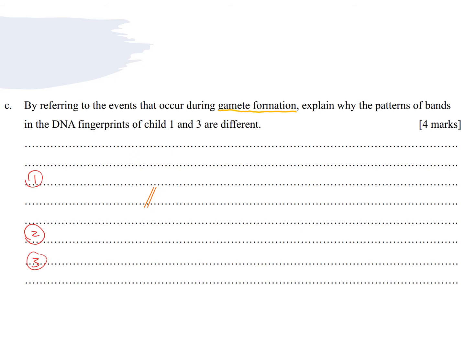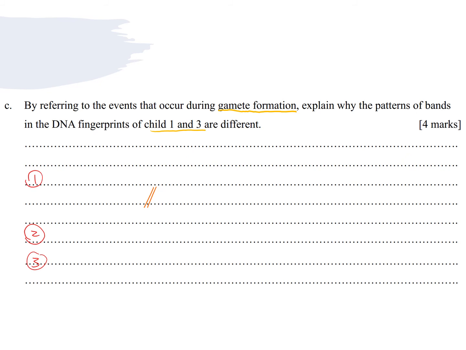Question C. By referring to the event that occurs during the gamete formation, that means making the sperm and the ovum, explain why the pattern of bands in DNA fingerprint of child 1 and 3, they are different. So child 1 and 3, they are brother and sisters. But why don't they have the exact same banding? They are the child of mommy and daddy. Why don't they have the exact same banding?